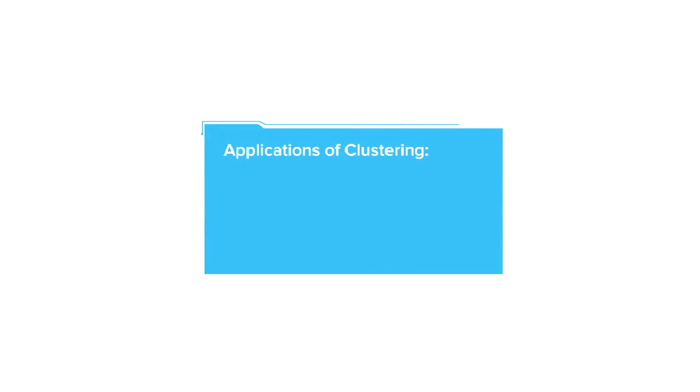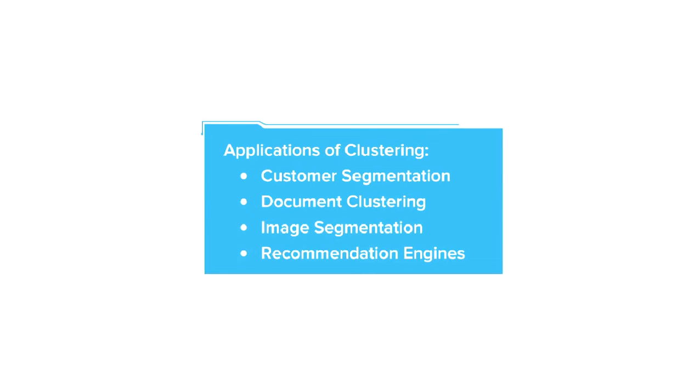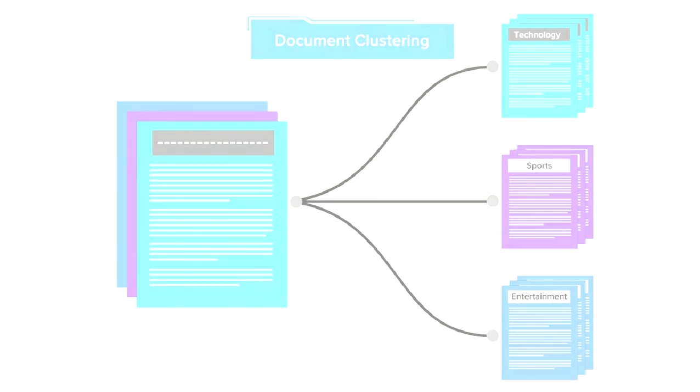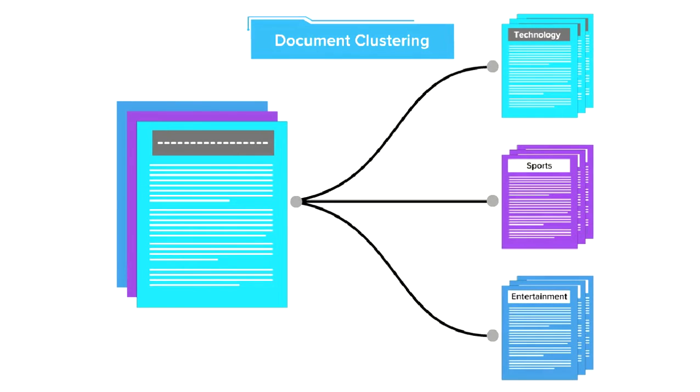Now the concept of clustering can be used in various scenarios. Let's look at a few of its applications such as customer segmentation, document clustering, image segmentation, recommendation engines. Clustering is generally used for segmenting customers, as we have already seen in the previous example where the bank wanted to segment its customers. Now let's say you have multiple documents. You can use clustering techniques to cluster these documents such that similar documents are in the same clusters. So this is also an interesting application of clustering.